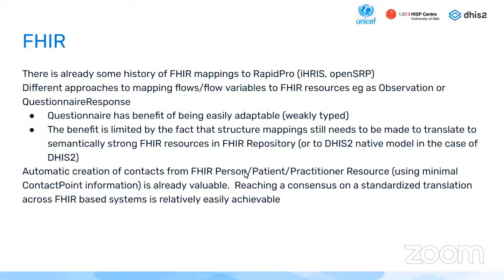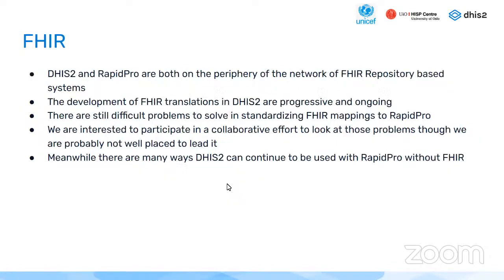Automatic creation of contacts from a FHIR person, patient, or practitioner resource, using, as I've mentioned, very minimal contact point information, is already a valuable thing to do, and people are doing it. I don't know if an approach has been standardized around it, a consensus around it. That would be a useful thing and relatively easier to achieve, I think, than standardizing some of the many variations of flow variables.